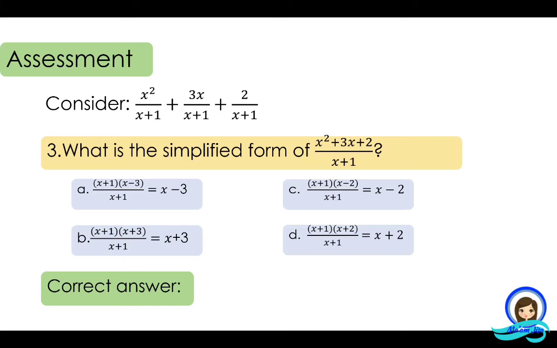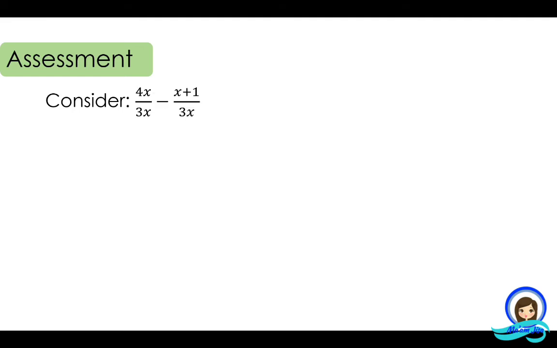And the correct answer is letter D. That is right. So for the numerator, x squared plus 3x plus 2, it can be factored into quantity x plus 1 times quantity x plus 2 over x plus 1. And since there is a common factor in the numerator and denominator, which is quantity x plus 1, we can cancel out that, and the final answer is quantity x plus 2. Let us proceed to the next question.